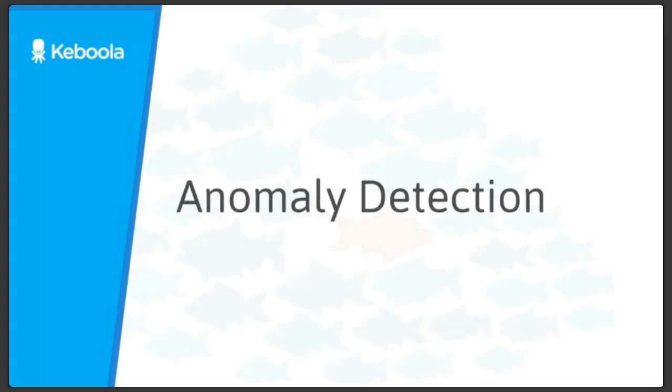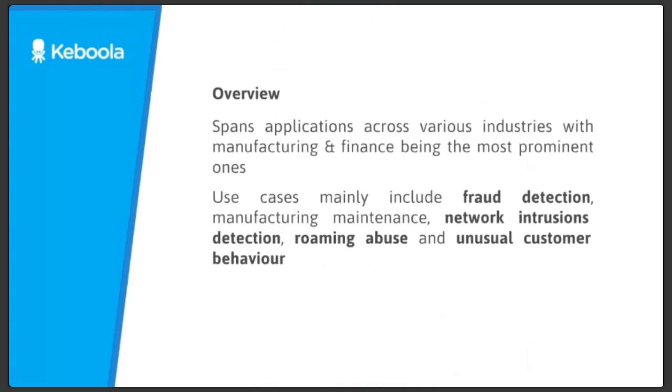Moving on, the second and last app that we are going to present is about anomaly detection. Anomaly detection is the identification of observations that do not match a specific pattern or differentiate from other observations in a dataset. These observations can be a transaction that does not match a person's purchasing behavior or heavy overloads of a machine. Typically, anomaly detection spans different use cases in multiple industries, but two of the most common ones are manufacturing and finance. These cases can be fraud detection, manufacturing maintenance, network intrusions detection, roaming abuse, and unusual customer behavior.